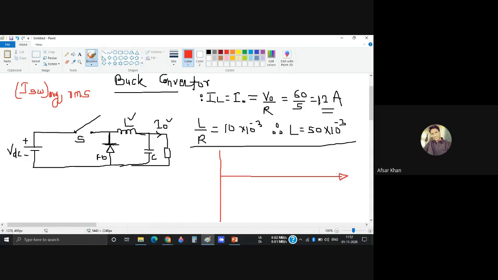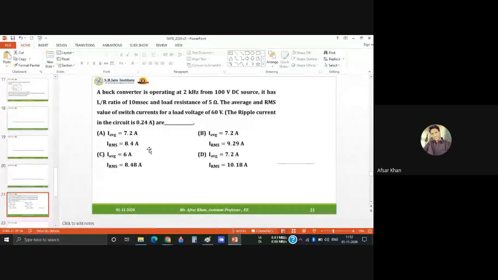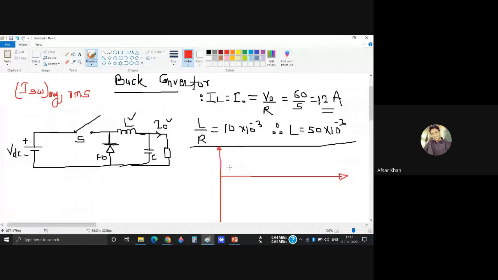So for this chopper, your current will always be in continuous conduction mode. There will be some limits, IL min and IL max. This is your IL min. Current starts from the minimum load current IL min, and it goes to IL max. This is your IL max. Again, it goes again.